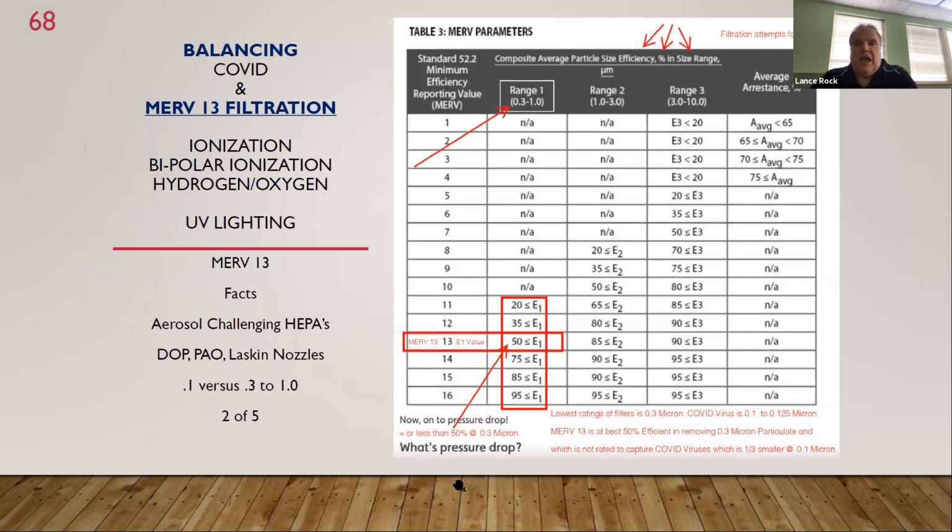This is the example. Now they're talking from 0.3 to 1 micron. It's 50% equal to or less than efficient. Well, they get to use, it's called bins. They get to use from 0.3 to 1. And then they look at the efficiency. The mass majority efficiency was towards the 0.1 micron, not the 0.3. And your COVID is at 0.1.